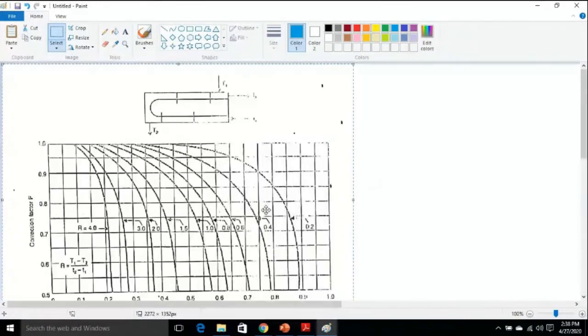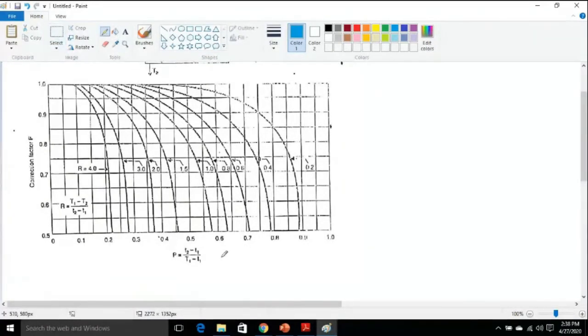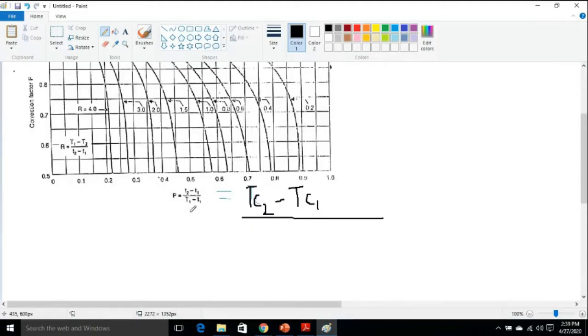So this is the diagram. If we are talking about this particular relation, we can write the same as that. We can write that this is equal to small t2, which is TC2, minus small t1, which is TC1. So this ratio is TC2 minus TC1 divided by capital T1 minus small t1, which is TH1 minus TC1. Is the ratio clear to all? Yes or no?